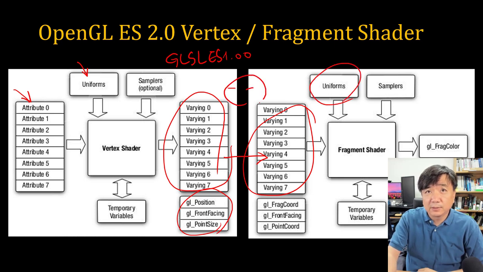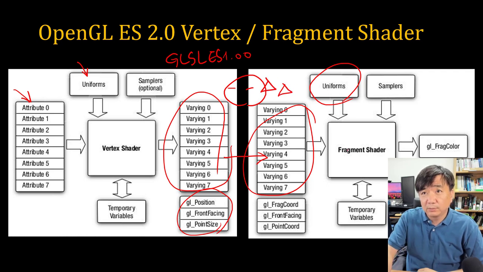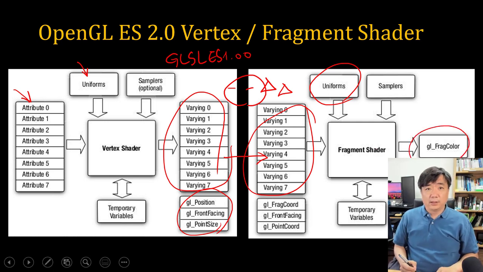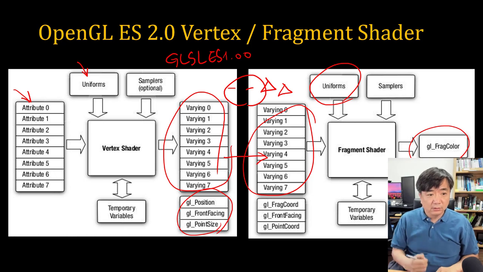Before that, there is some kind of primitive assembly. So it is assembled into primitives. It will be sent to the fragment shader. Then they will generate the fragment color. Okay, let's go into the shading language.